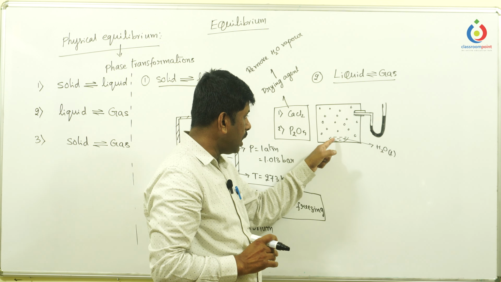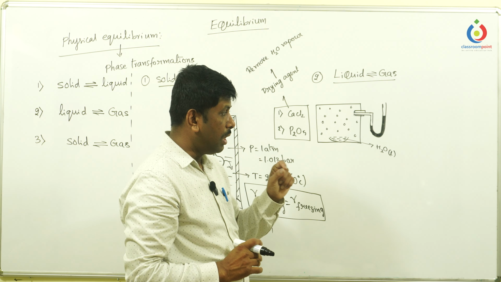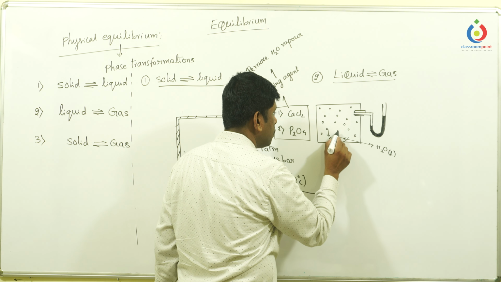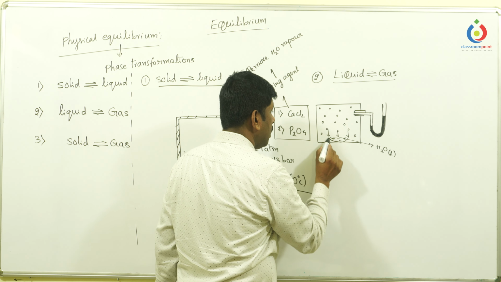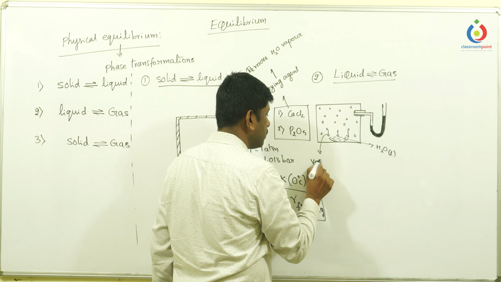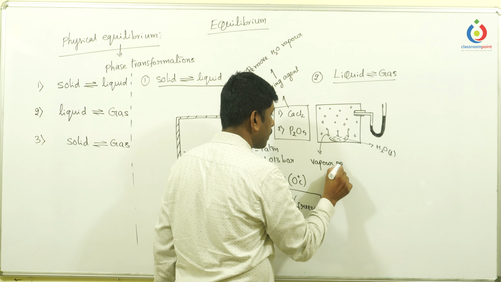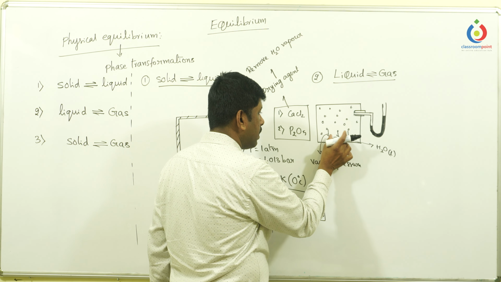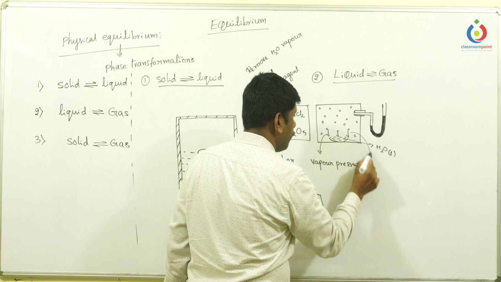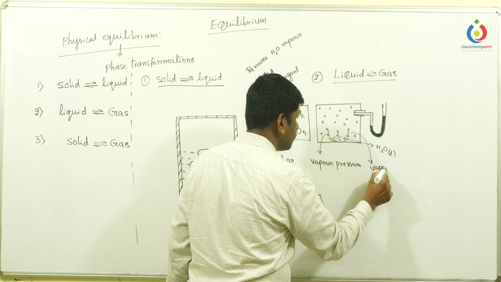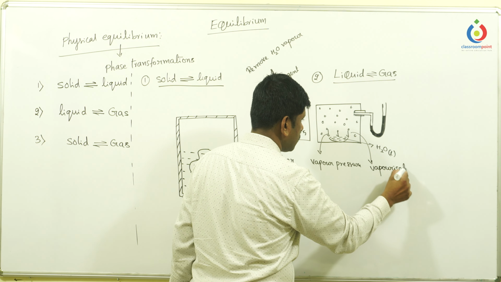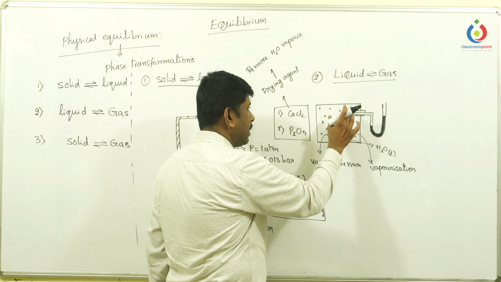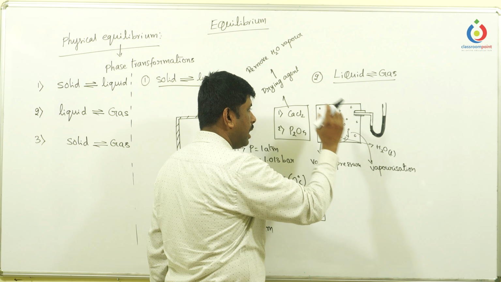At the same time, they may collide with the surface of the liquid. That creates the vapor pressure. So, these molecules exert pressure on their own liquid surface. That pressure is called the vapor pressure. The process of conversion of liquid into vapor is called vaporization. After starting, vapor pressure will be more. That's why the level of the mercury gradually increases.